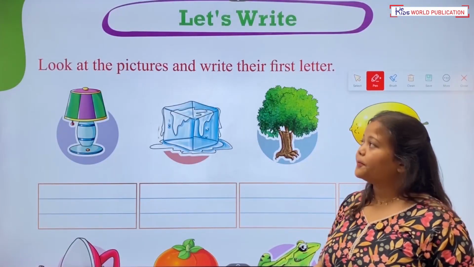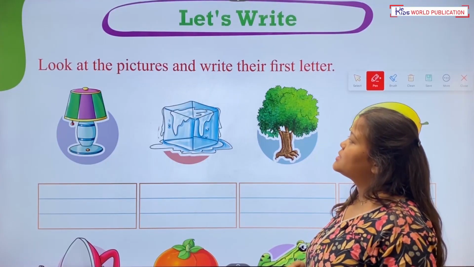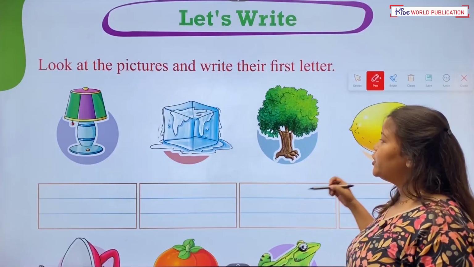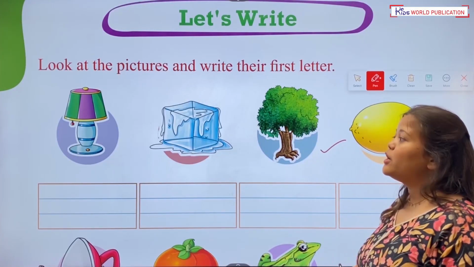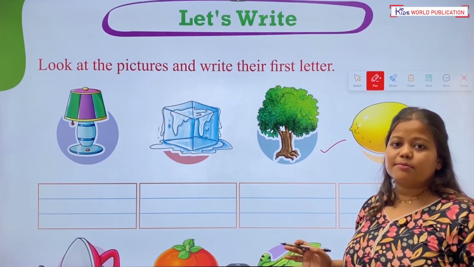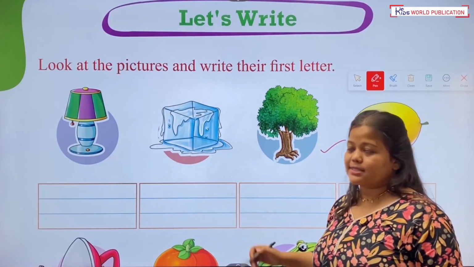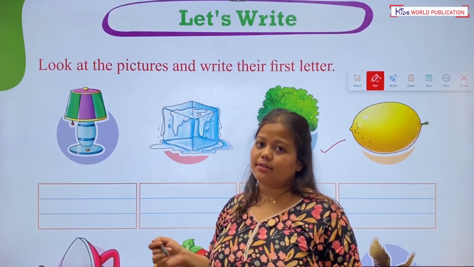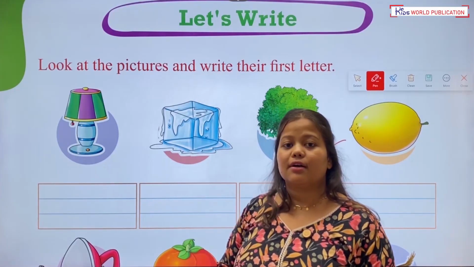Let's write. Look at the pictures and write their first letter. So kids, here you can see some pictures are given. So we will write their name's first letter in the given space. For example, this is lamp. Lamp starts with letter L. So we will write here L.